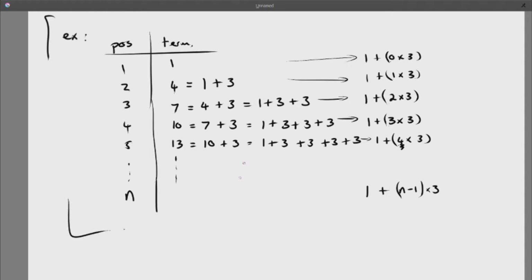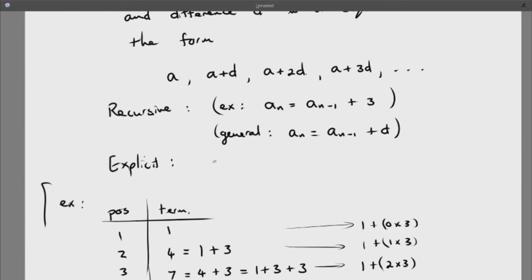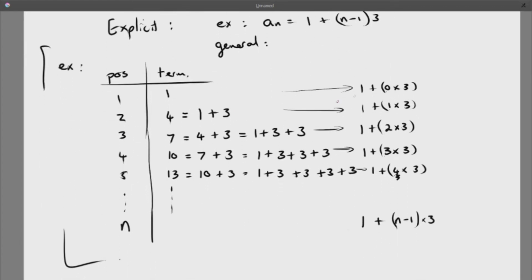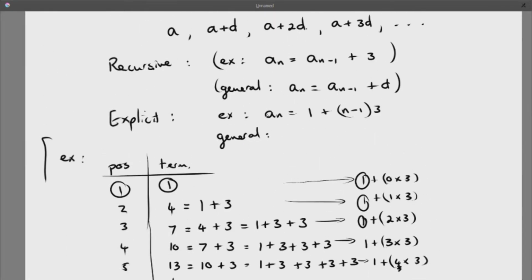So this was what I needed, perhaps, to understand where this comes from. So we'll do example. a_n is 1 plus n minus 1 times 3. And in general, I'm not going to know what the first term is, but there's a reason this is 1 every time. It's the first term. Not that one. This one.